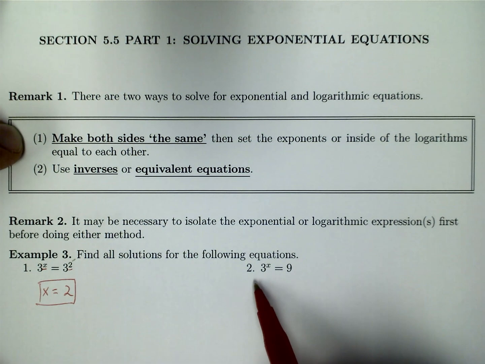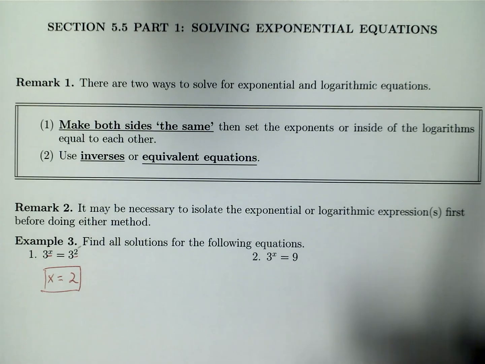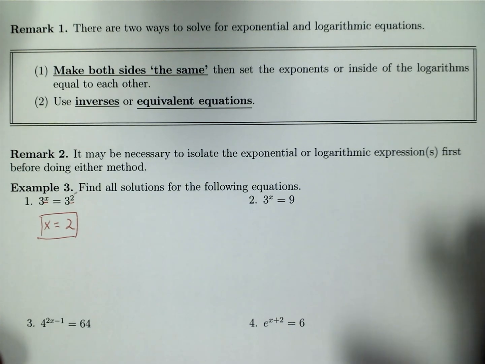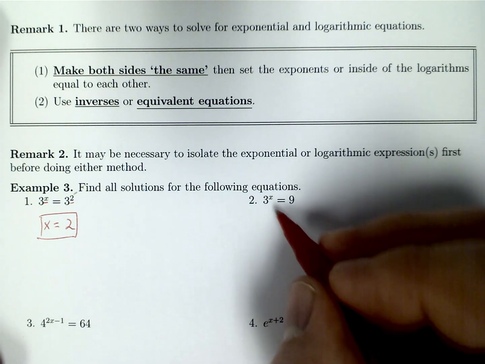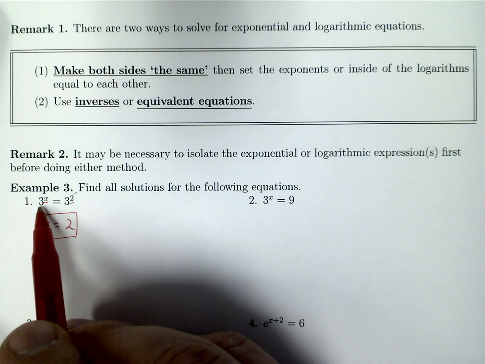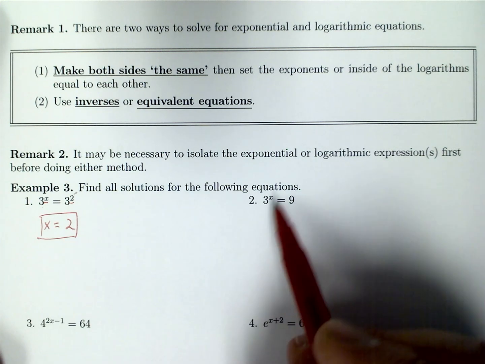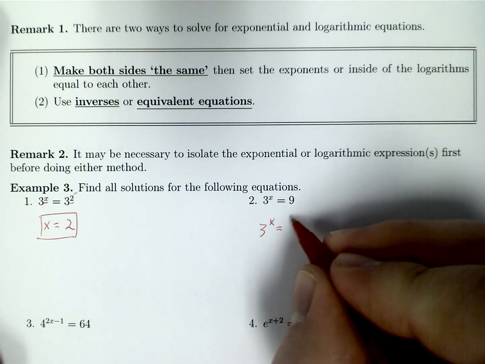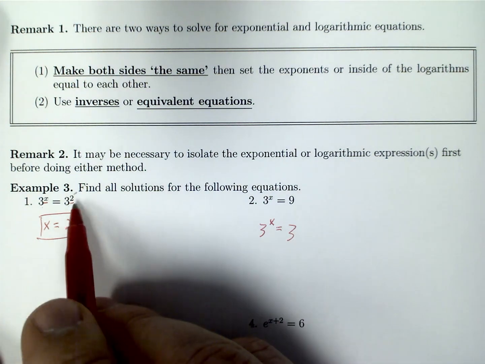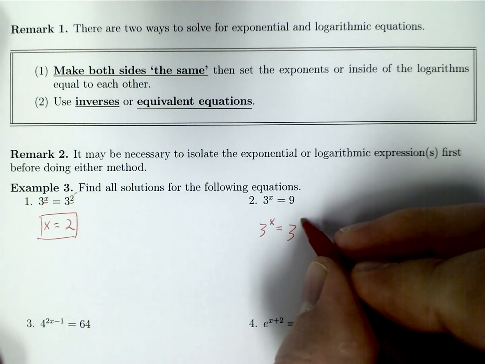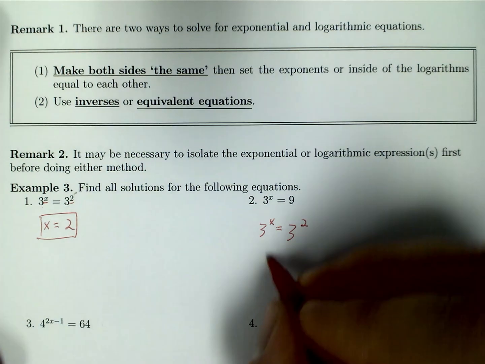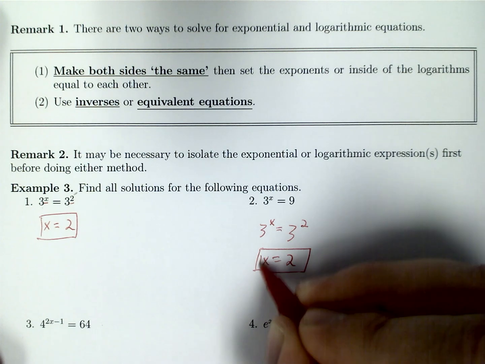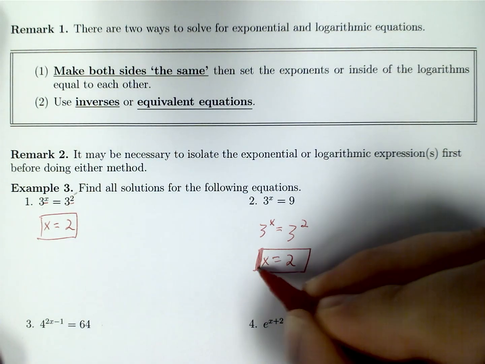Now a slightly more difficult version, number 2: 3 to the x equals 9. The key step is to make it 3 to the x equals 3 squared, make them both be 3 to some power. 9 is the same as 3 to what power? Well, we saw it over there. 3 times 3 is 9, so 3 squared, and thus x equals 2. So this is the basis behind that solving technique.